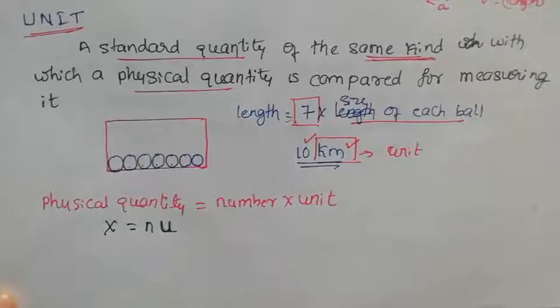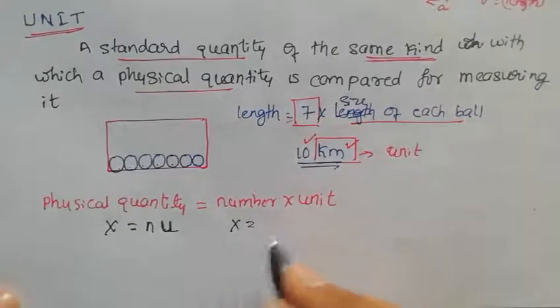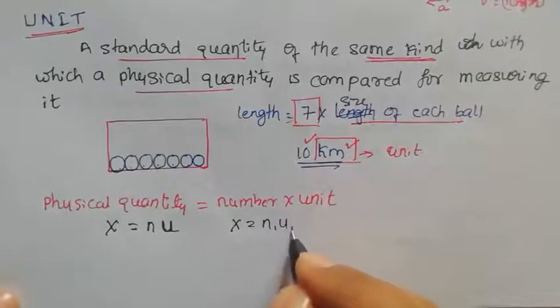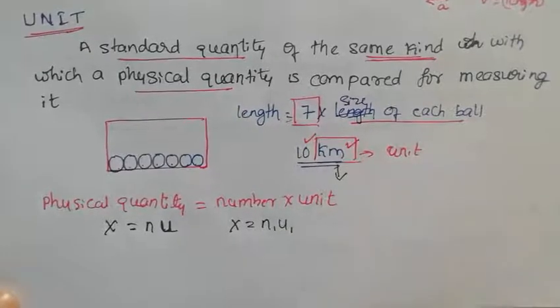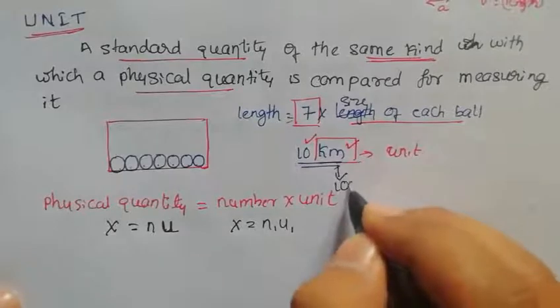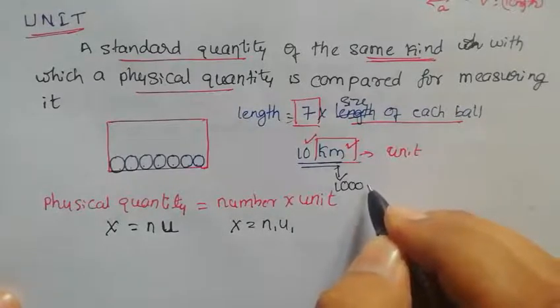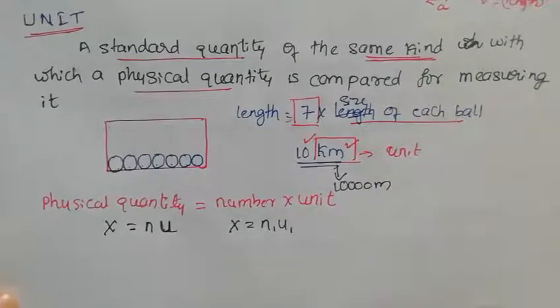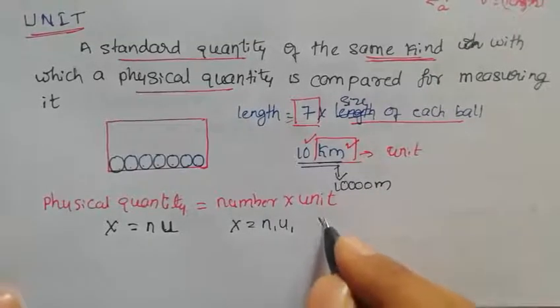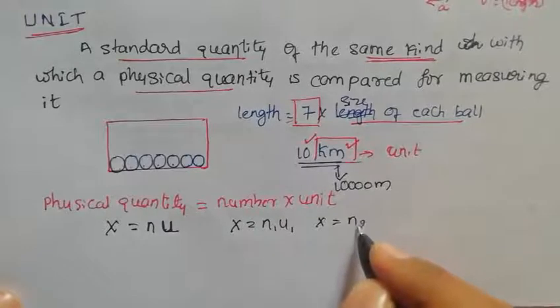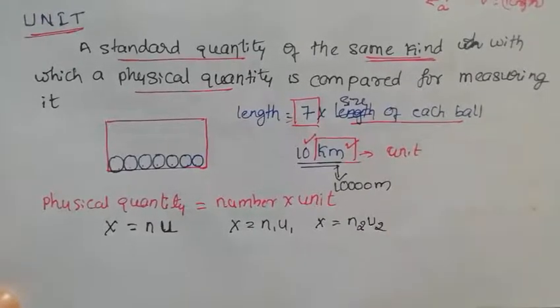Can the same physical quantity be expressed in different units, yes or no? In one system I can write physical quantity x is equal to n1 into u1. Example, I can say 10 kilometer. I can even say 10,000 meter. Both are the same thing, right? Because of different units, I can say x equal to n2 into u2. So one system of unit, other system of unit.